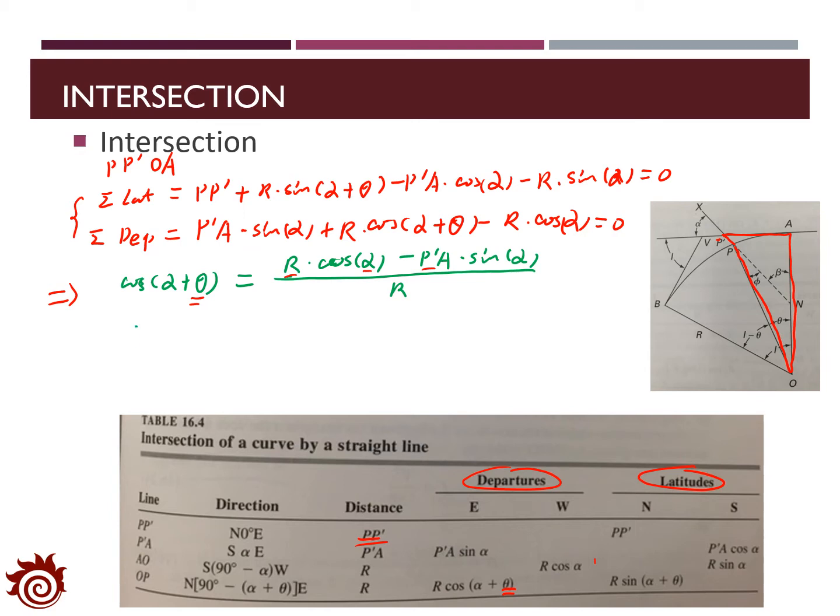In addition, we can get the value of PP' as PA times cosine alpha plus R times sine alpha minus R times sine alpha plus theta. Similarly, all the variables on the right side are given or calculated. With that, we can find out the value of PP'. So that's the way for us to find out the intersection between the straight segment and the curve.